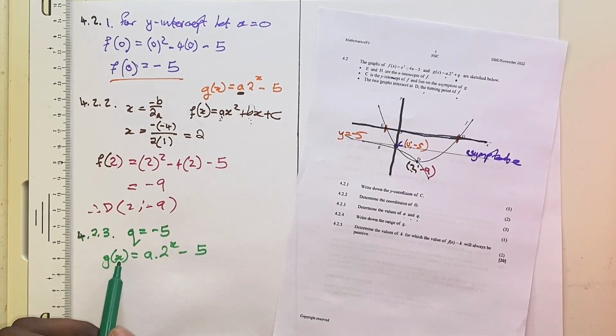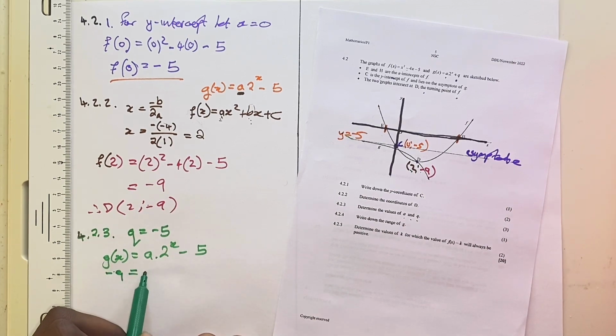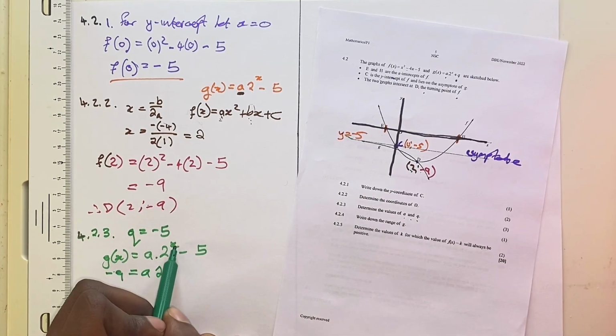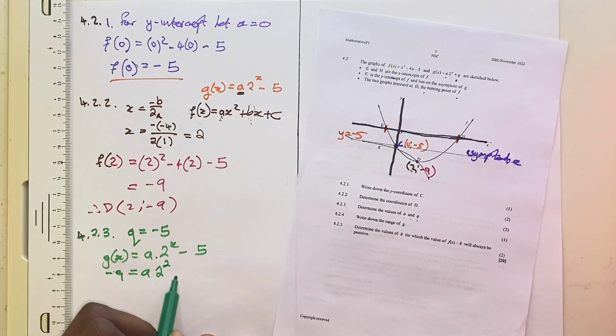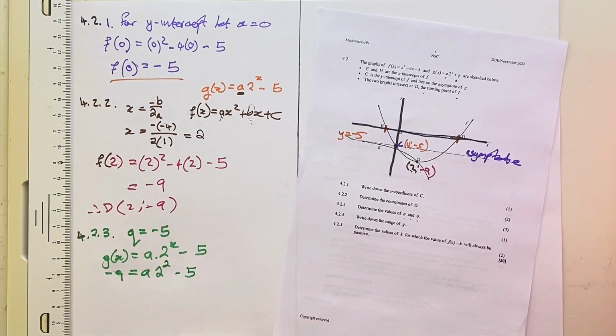What is G at x? It is equal to negative 9. It is our y. Now we don't know A, and we have 2 to the power of 2, minus 5. So we are going to take 5 to that side, and we are going to have negative 4 equal to A times 4. Divide by 4 on each side. A is equal to minus 1.